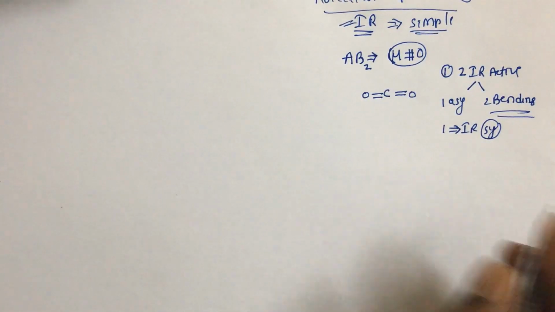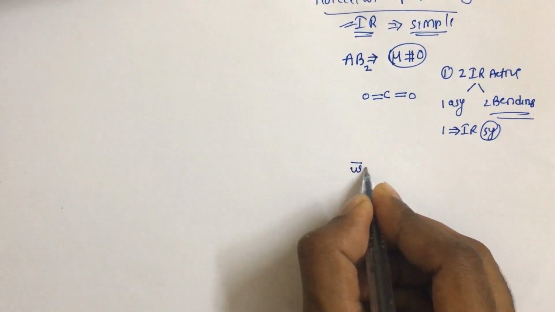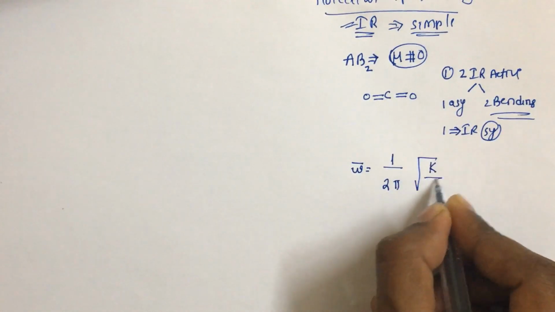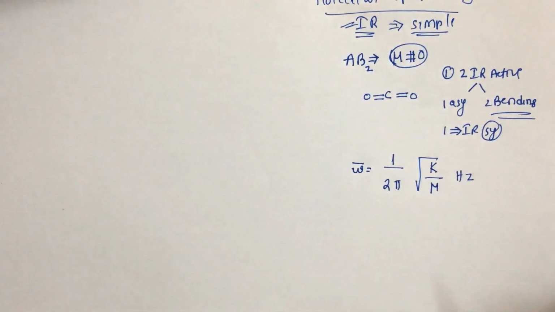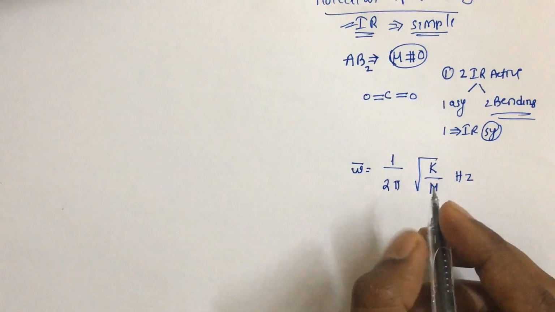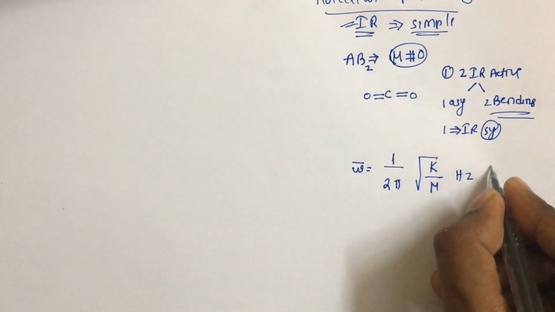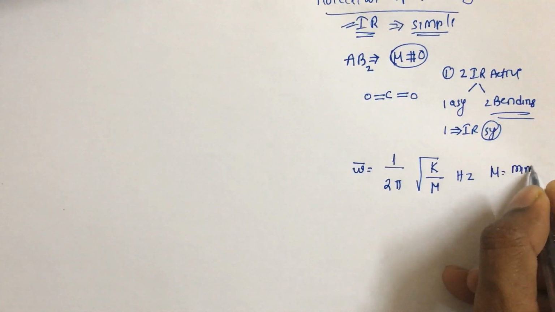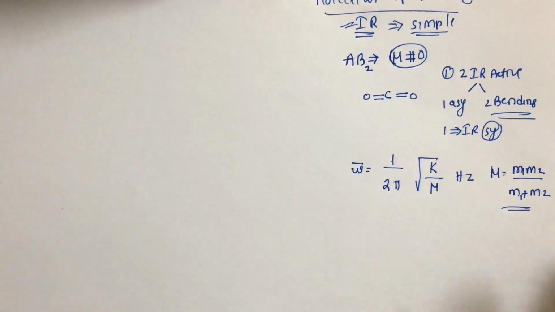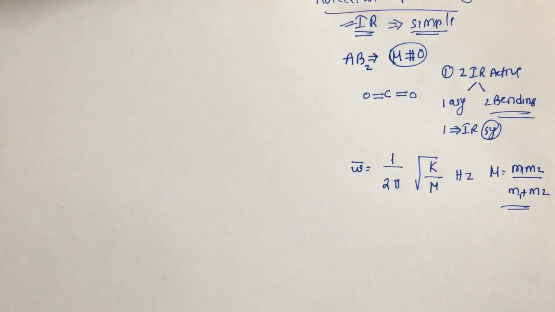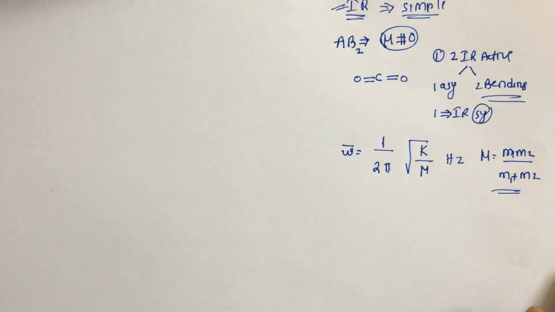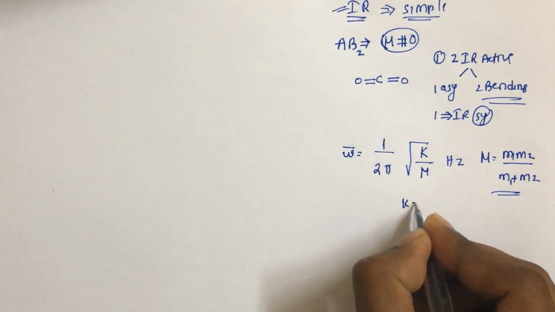Now the frequency nu bar, we calculate using the formula 1 by 2 pi root k by mu, in hertz. This is the formula we use to calculate the frequency. Now we know that mu equals m1 m2 by m1 plus m2. This formula is very important, and the questions will come on this formula only. We'll solve some previous CSIR questions asked in exams. Here k equals the force constant.